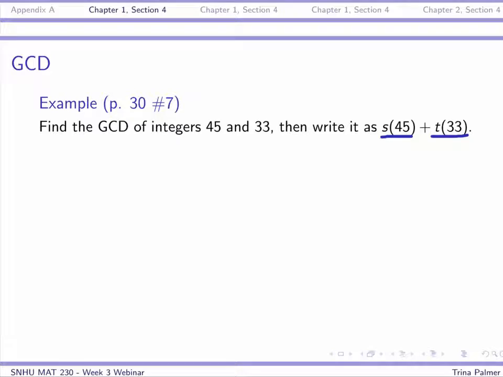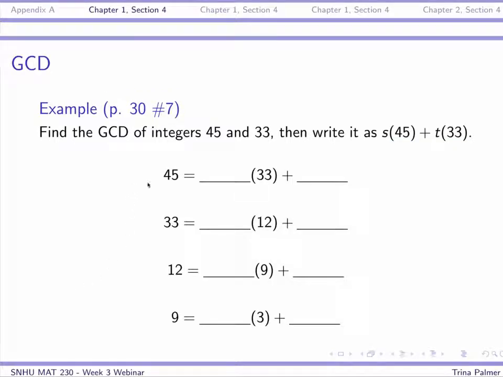So the first thing I want to do: here's my larger value, so whichever one is larger, you start with that, and here's your smaller one. So 45 is 1 times 33 plus 12. This is kind of the division algorithm. In other words, how many times does 33 go into 45? It goes in one time, and the remainder is 12.